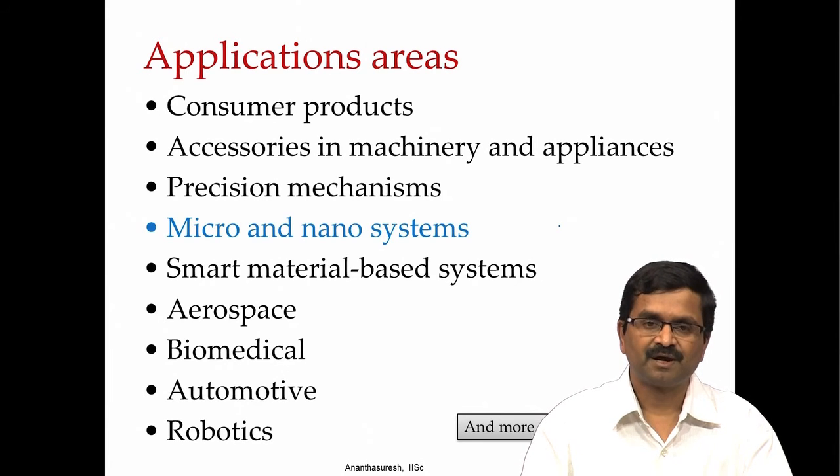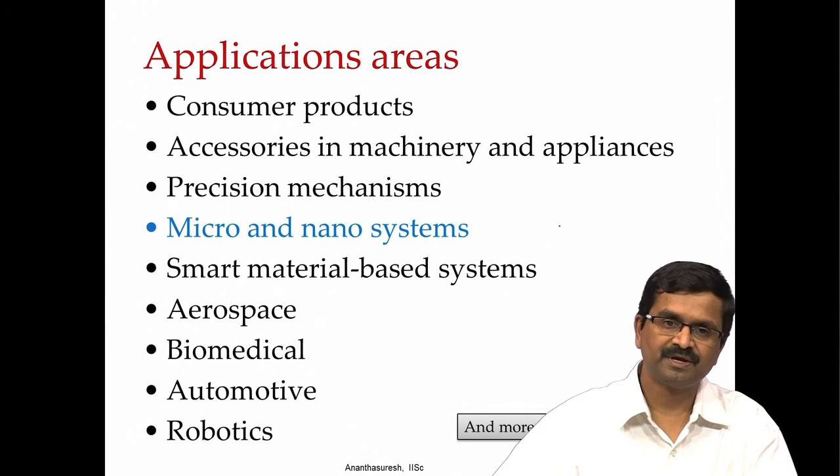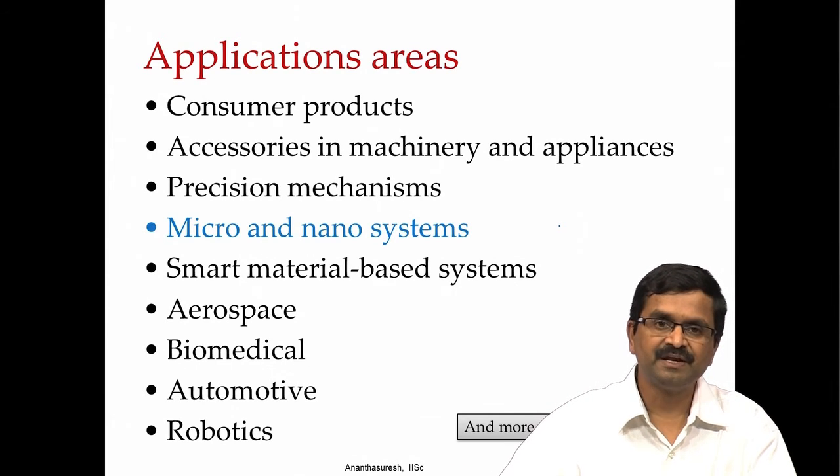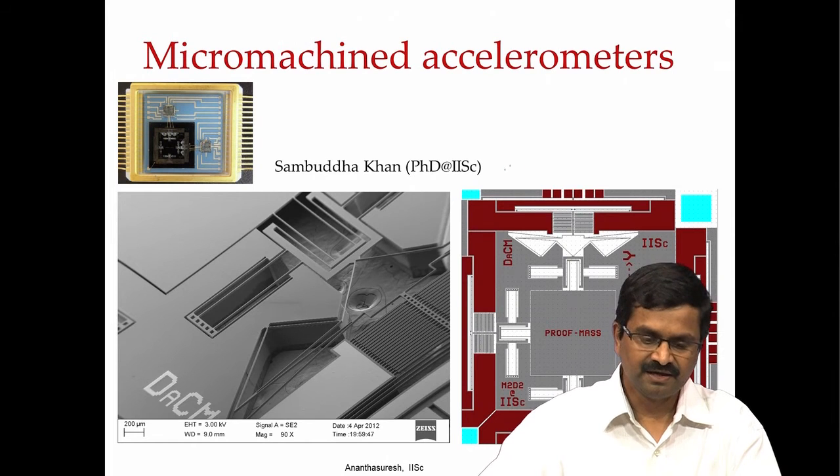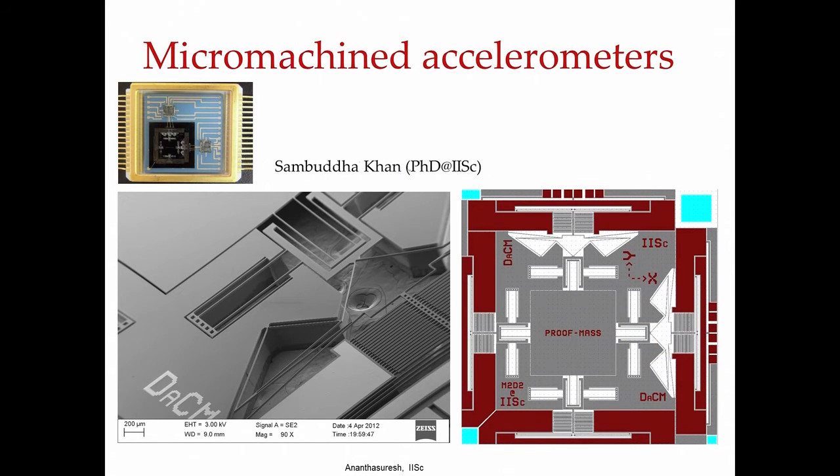So, using compliant mechanisms makes a lot of sense, and that is what people have been doing without even thinking. It is very natural to use compliant mechanisms in micro and nano scale devices and systems. Here is one such device that one of my former PhD students, Samudha Khan, had done, which is a packaged micro machined accelerometer for 2 axes. I am showing this because it uses exactly the stage that I just showed in the precision mechanism application.